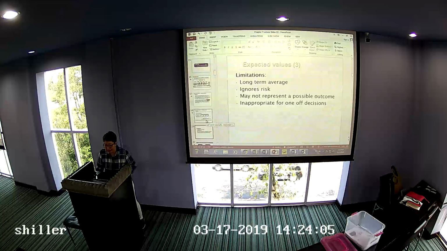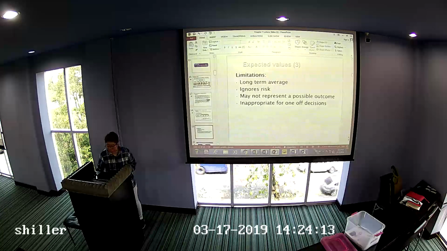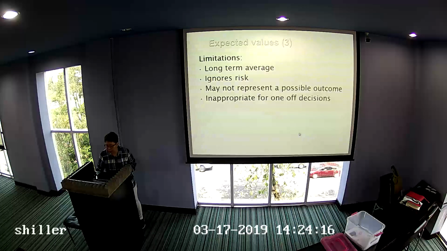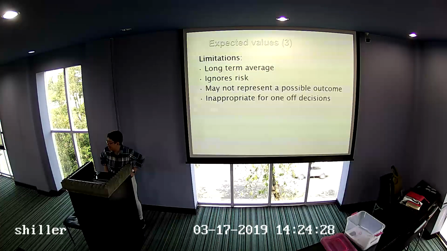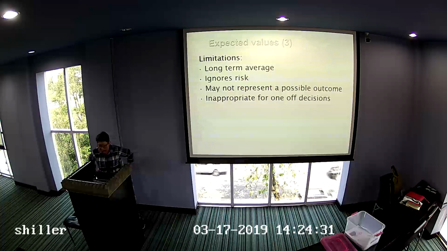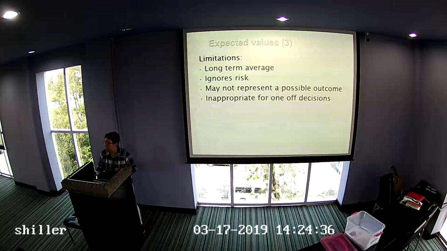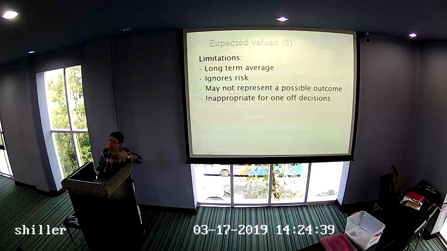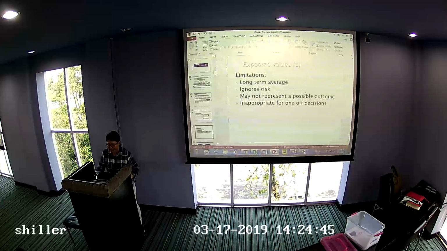Alright, it's very easy. The limitation is that long-term wise, it's not really giving us a solution. It's very short-term. It does not include any information on risk, and it is an average. And averages more often than not do not happen. It's a weighted average, and it's not appropriate for one-off decisions because you need a range of information. You need data, past data, okay? Because you need probabilities, right?